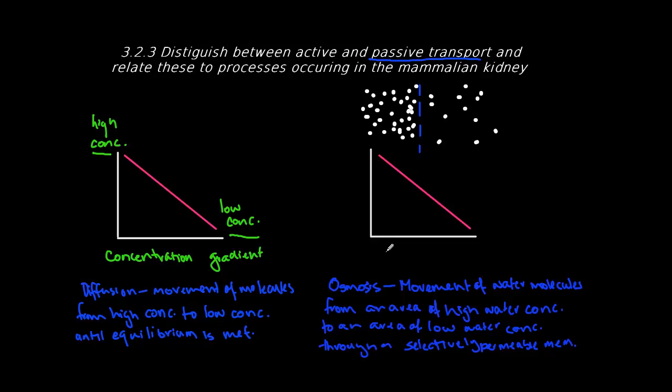So what we see on this graph again is a concentration gradient, and we can see this movement from a high concentration to an area of low concentration. Here we see our water molecules, high concentration, moving to an area of low water molecule concentration through this blue dashed line, a semi or selectively permeable membrane. So when we talk about passive transport, it's referring to no energy requirement.